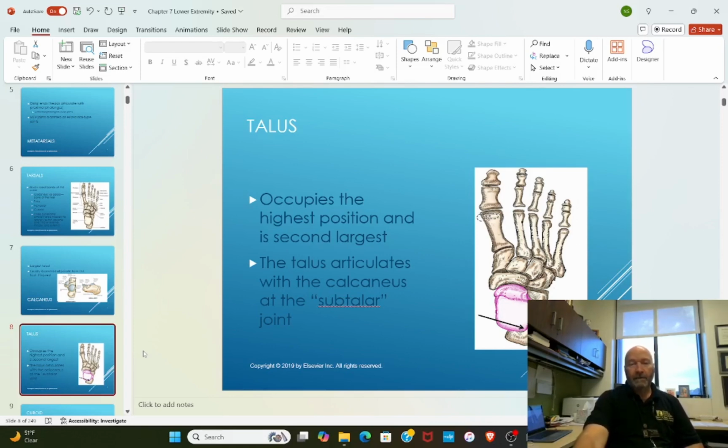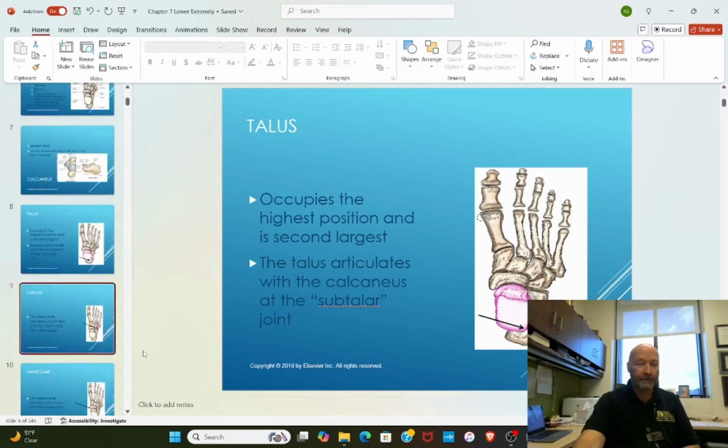Probably the second most common I've seen, and I've only seen it once or twice, is a broken talus. And that occurs in high impact collisions as well. So car wrecks, possibly airplane wrecks. As a result, in a lot of cases, a broken talus is going to be referred to as an aviator's fracture. You brace yourself for impact and you break the bones in your foot.